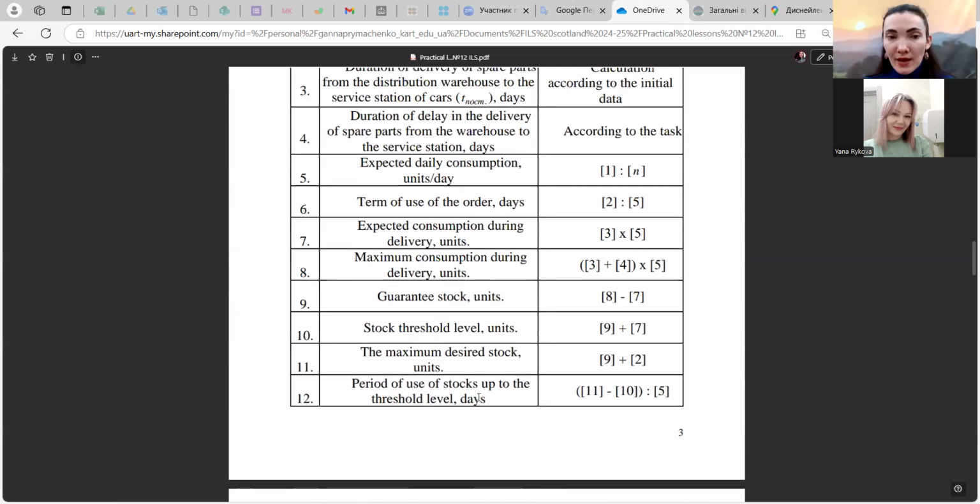Okay, and the last line of our table number 3 is 12. Period of use of stocks up to the threshold level in days. So it is line 11 minus line 10, and the result we divide by line 5. So 11 minus 10, and the result divided by 5.